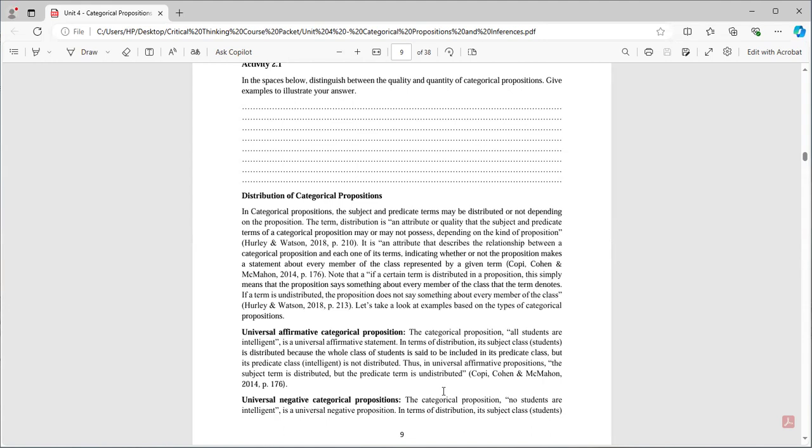So all students are intelligent. If you want to know whether it is the same, then turn it around. All intelligent people are students. Is that what it says? All students are intelligent. Does it mean all intelligent people are students?